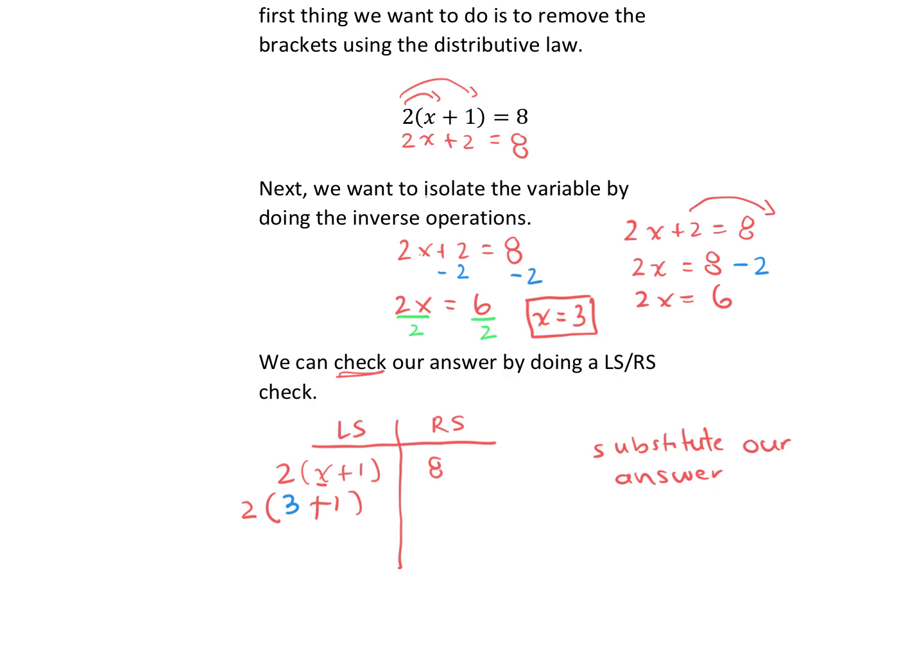I think it's 3. 3 plus 1 is 4. 2 times 4 is 8. Left side equals right side. My answer is correct. So I'm checking my answer. I'm not solving it again. Okay?